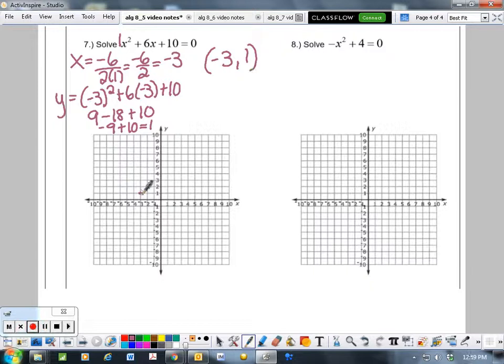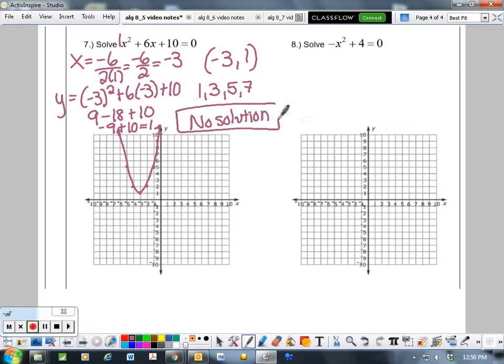So negative 3, 1. And then my pattern of change is 1 times 1, 3 times 1, 5 times 1, and 7 times 1. So up 1 over 1, up 3 over 1, up 5 over 1. And again, looking at where it crosses our x-axis. And it does not cross our x-axis, so there is no solution. And again, this is really no real solution, but for our circumstances, we can just write no solution because we haven't talked about any other types of solutions.